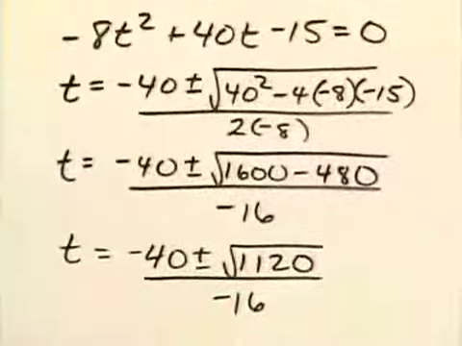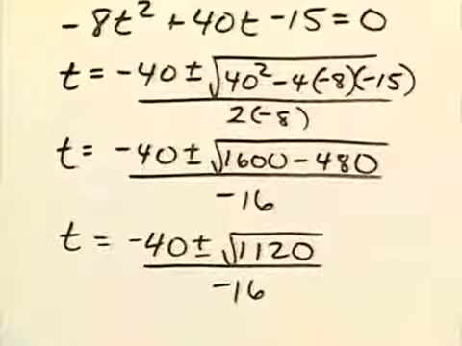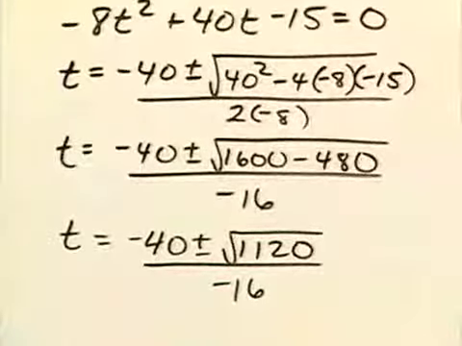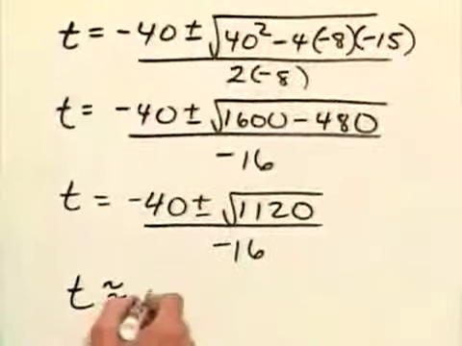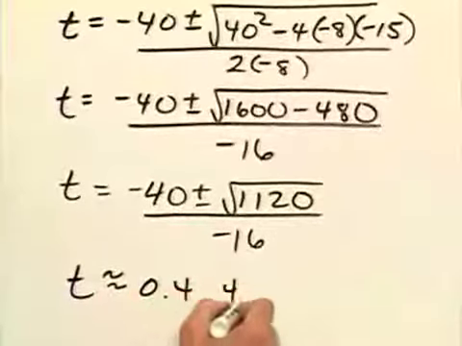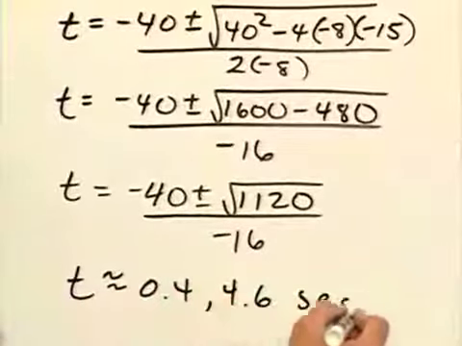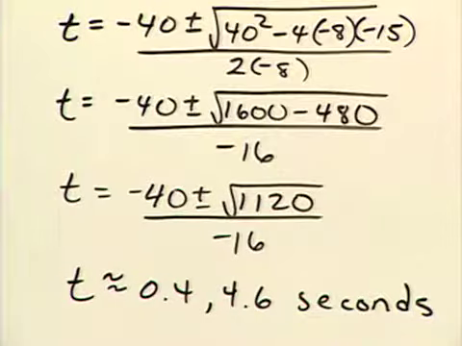Now in the problem, it did say to round our answers to the nearest tenth of a second. So what we can do here is just pull out our calculators and approximate what this is. So t will be approximately 0.4 and 4.6 seconds. So it'll take 4/10ths of a second and 4.6 seconds for this rock to reach 50 feet.